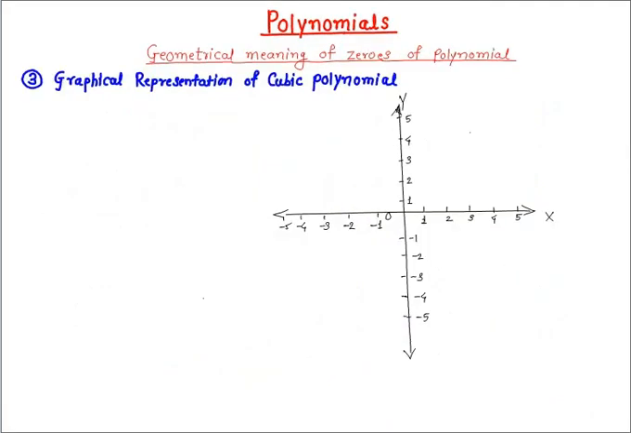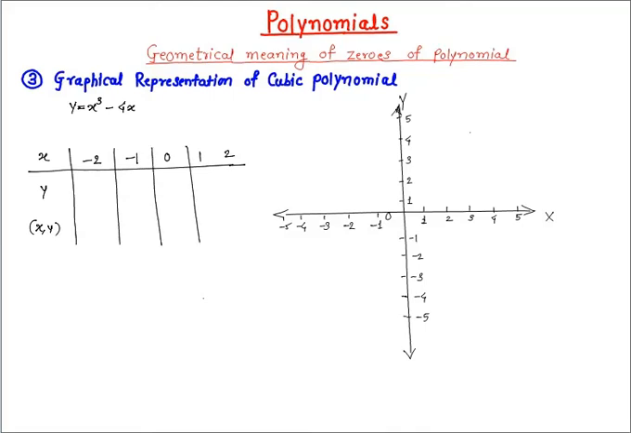Let us take the cubic polynomial x cube minus 4x. Let's represent it as y, and to plot the graph we need x coordinate, y coordinate and xy. We need to follow the same steps as we followed for linear and quadratic polynomial. Let's take the values for x: -2, -1, 0, 1 and 2. And let's find values for y. So let's calculate the value of y by putting the value of x in the polynomial. Let's put -2 in the polynomial.